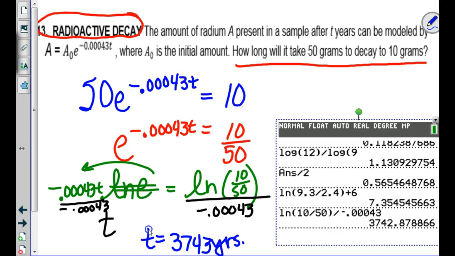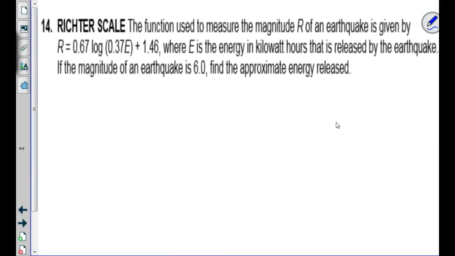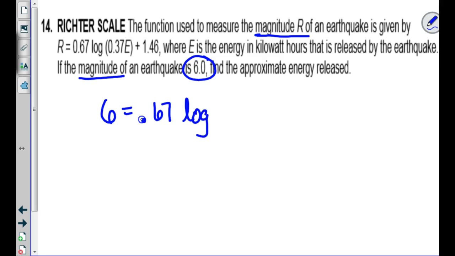You're definitely going to have application problems on the quiz, on the final. All right, last one. I want you to see if you can do this one on your own. Where are we putting the 6? Magnitude is R, and this is magnitude. So I have 6 equals 0.67 log of 0.37 times some e, and that's not, it's a value, it's the amount of energy, it's not little e.